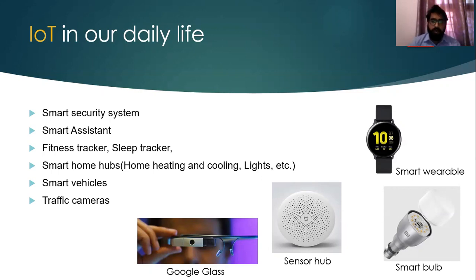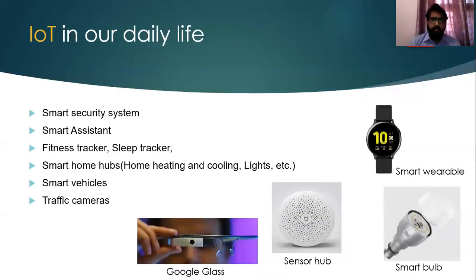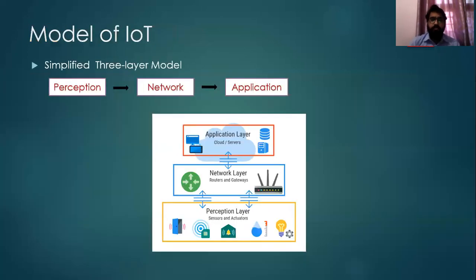There are more topics in upcoming slides. We just discussed the different products, but we also have to learn how to use those products and how that particular product works. So here you can see a model of IoT. It is a simple three-layer model, so we can explain how a particular product works.